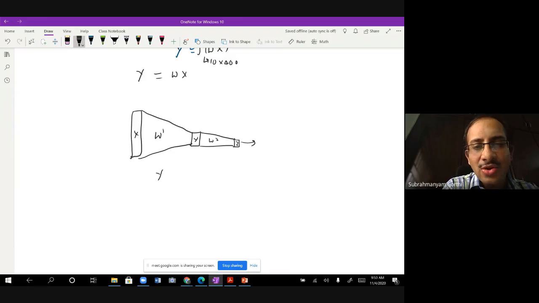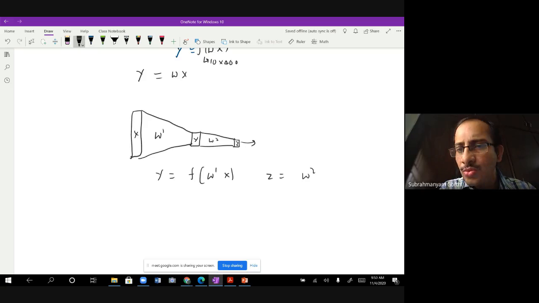So relations: y equals f1, the activation function, of w1 into x. This is the relation between y and x. I have left out the bias for ease of writing; usually bias is also there, plus b. I just left it. And z equals w2 into y. As you can see here, I can simply write it like this, and then I can relate the... see what is important for training a neural network.